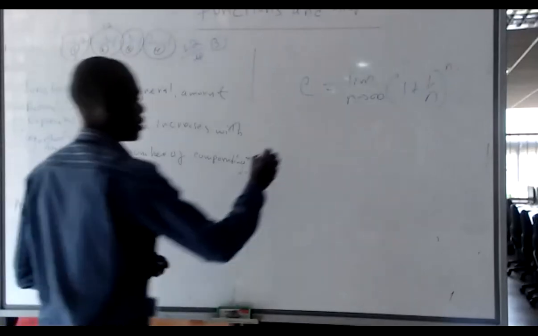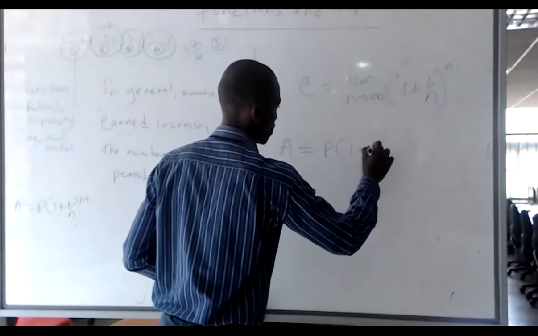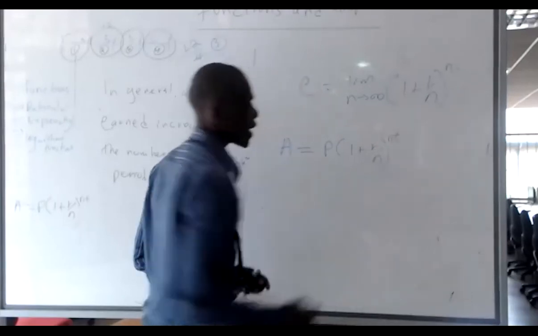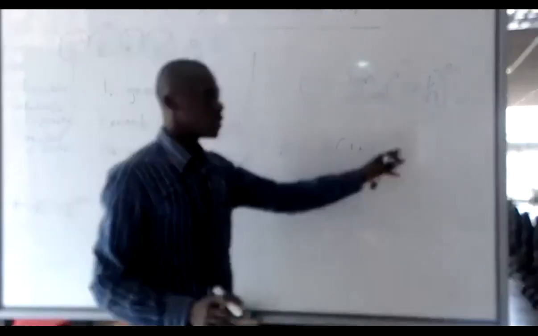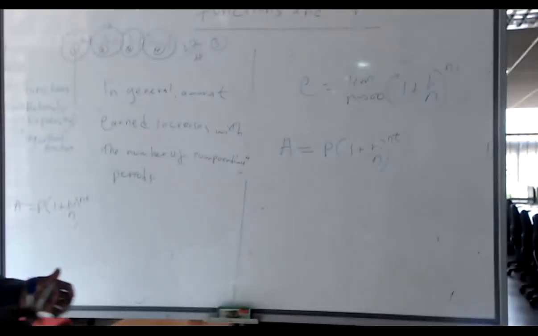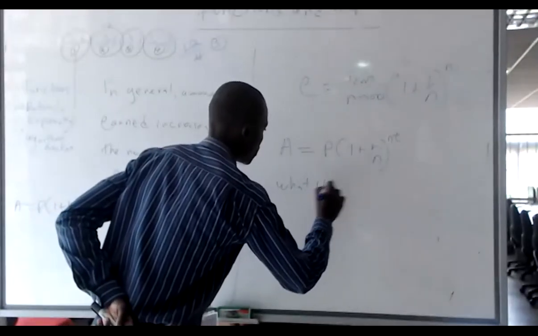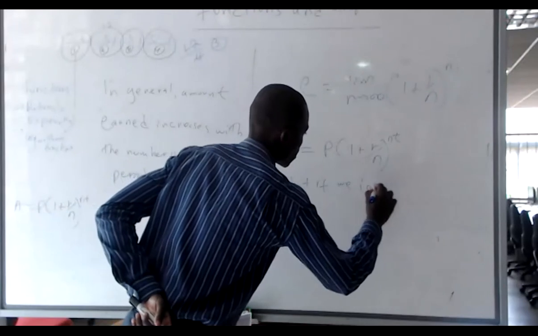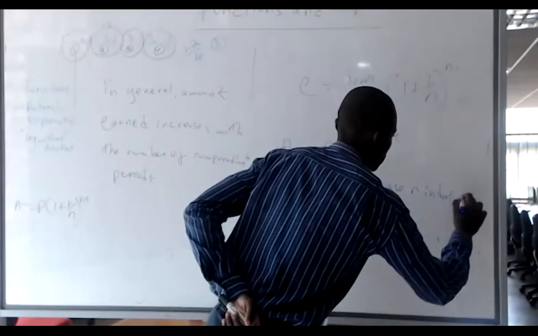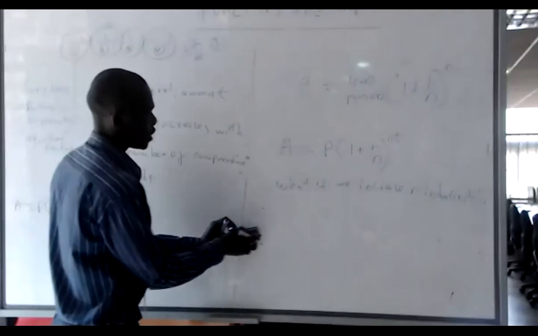Now let us see. We know that the return on the amount of money invested is (1 + r/n) raised to nt, where n is the number of periods, t is time in years, and r is the interest rate per annum. Now we are asking, what if we increase n indefinitely? Now to understand this, I want to do a change of variables.